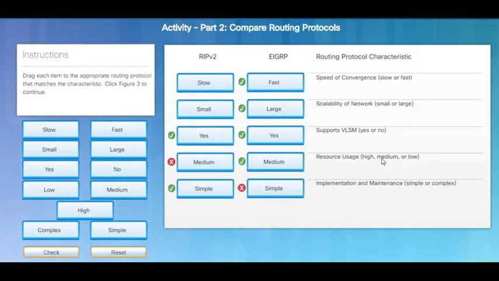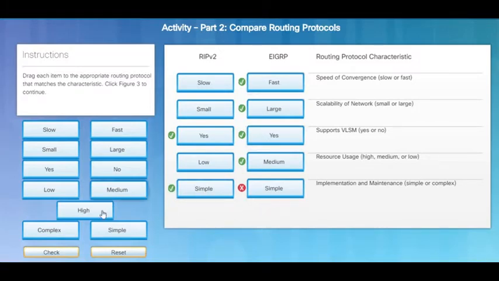Resource usage, EIGRP, an enhanced version of IGRP, medium, that is correct. But what about RIP v2? We answered medium, but it is incorrect. So we might as well change it to low. RIP v2, correct. Our answer in terms of implementation and maintenance is simple. What about EIGRP?